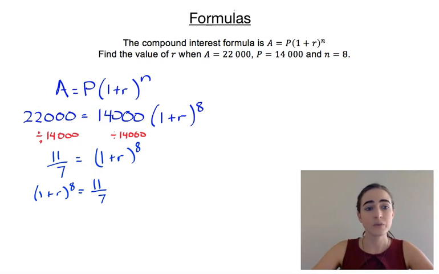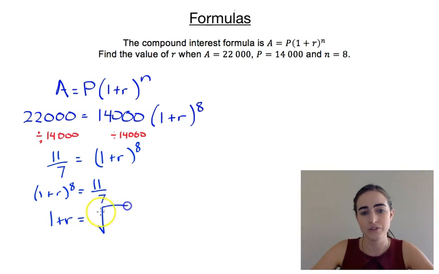All right, the next thing we want to get rid of is this power of 8. If that was a squared, we'd take the square root. If it was a cubed, we'd take the cube root. Because it's an 8, we're going to take the 8th root. So we're going to have 1 plus r is equal to the 8th root of 11 over 7. And the last little step we'd have to do is to subtract that 1. So we'll go r equals, we've still got that 8th root of 11 over 7, and then we're going to subtract 1 from that answer.